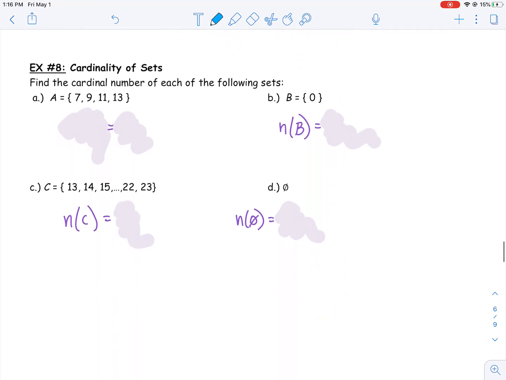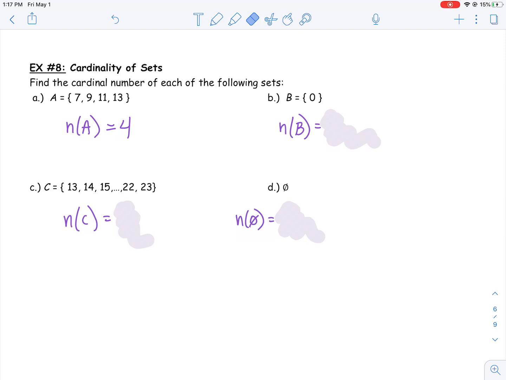Let's look at an example of cardinality. Example number 8 says, find the cardinal number for each of the following sets. So I have set A that includes 7, 9, 11, and 13. If I was using proper notation, if it asked me for cardinal number or cardinality, I would use this notation, n of A. How many elements are in set A? How many different elements are in set A? I'd say 4. There's 4 different elements in set A.